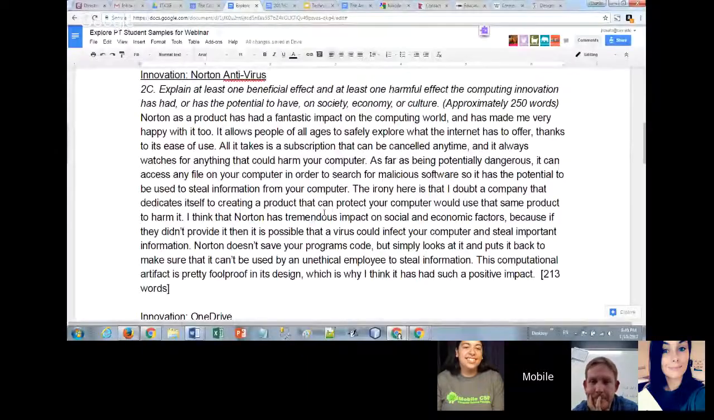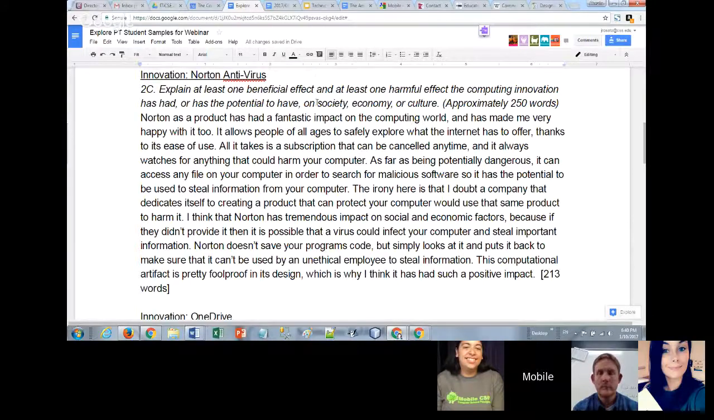Okay, let's move on down to the second one here. So one of the students selected Norton Antivirus as their innovation, and this particular one was for the prompt 2C, where they were supposed to explain a beneficial and a harmful effect that the computing innovation has had or has the potential to have on society, economy, or culture.